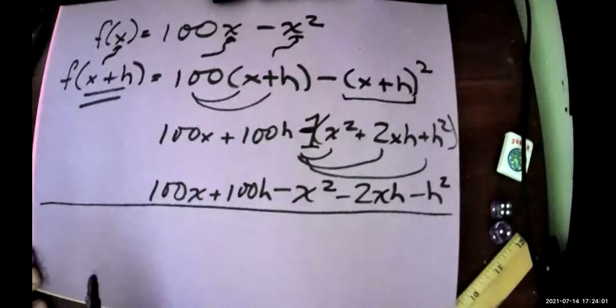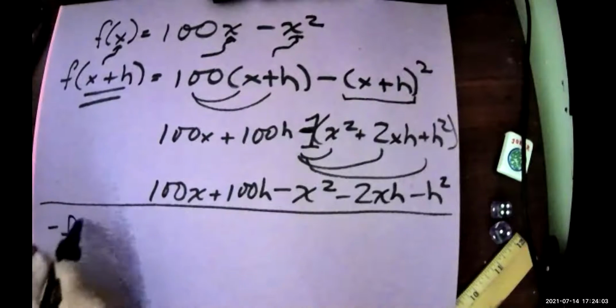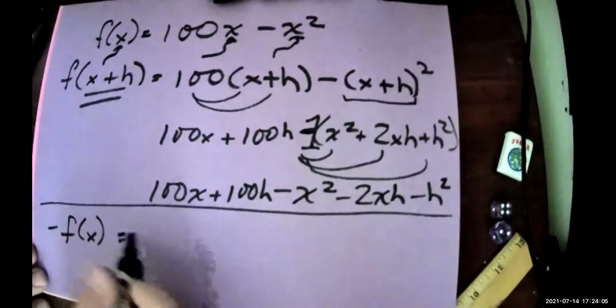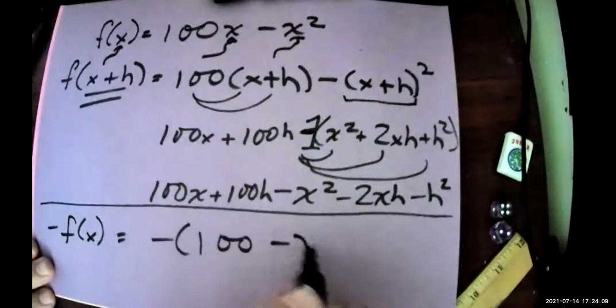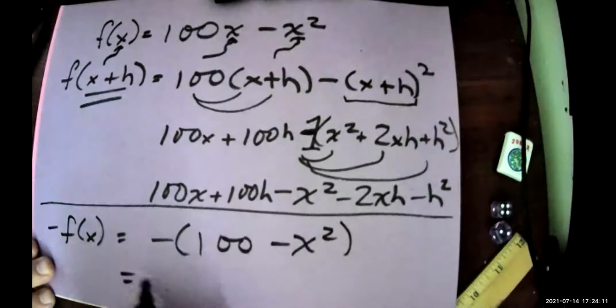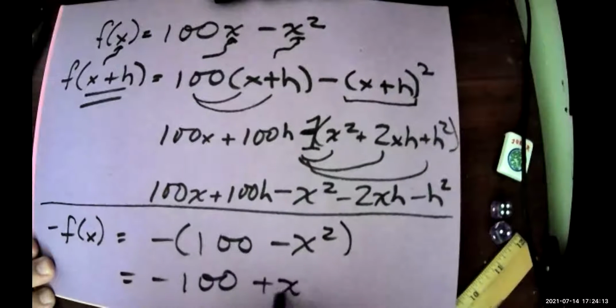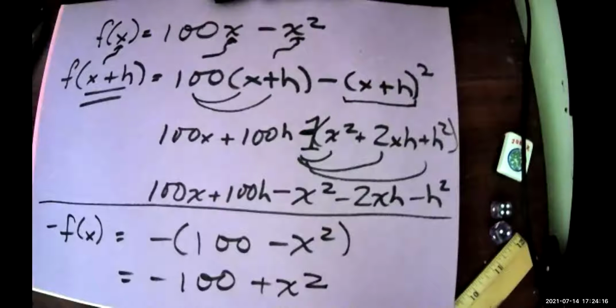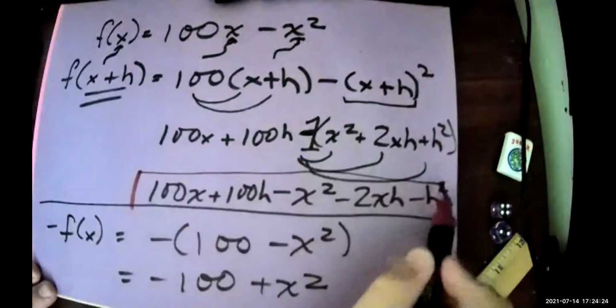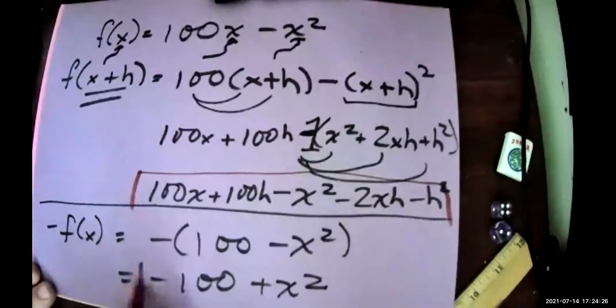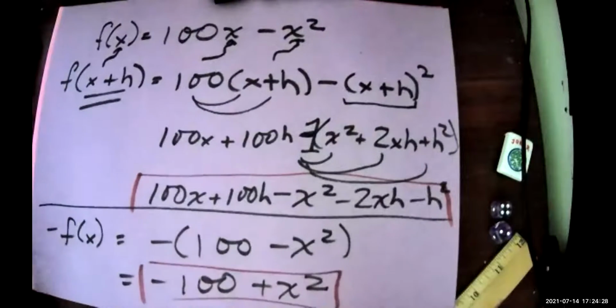I also am going to need minus f of x. That would be this, but with a minus in it. All right. So I have two important expressions that I came up with here. I found f of x plus h, which is this. And I found negative f of x, which is this.